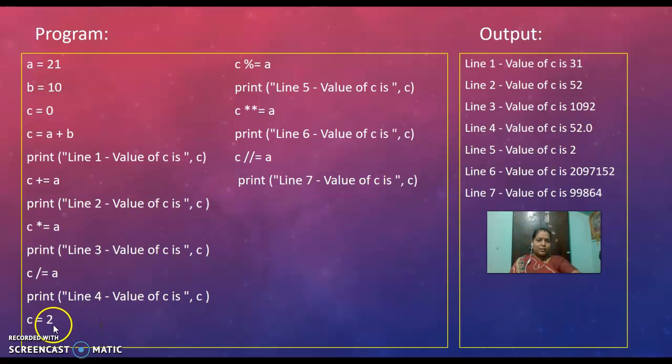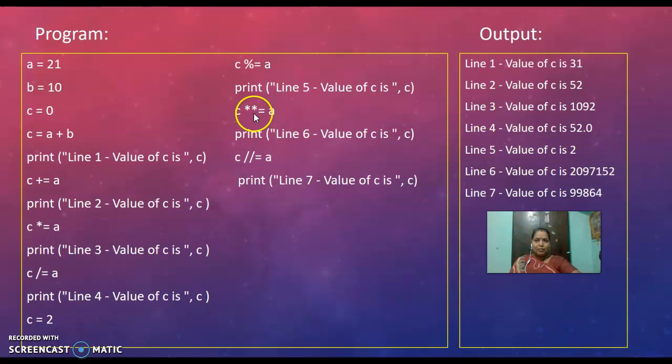Next, C equal to 2. Here C has been initialized to the value 2. So C mod equal to A, that is C equal to C mod A, that is 2 mod 21. Suppose if the divisor value is greater than the dividend value, that value is returned as the remainder in the case of modulo division. Hence the modulo division value is equal to 2 and once again it is assigned to C itself. You can see here the value of C is 2.